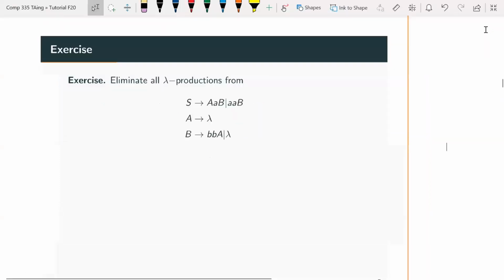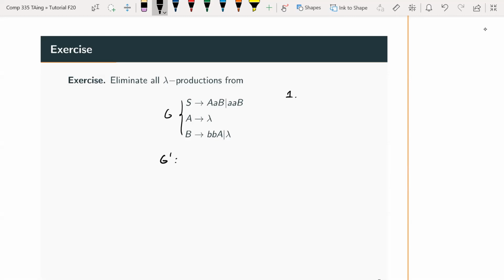All right, so hopefully you had some time to start the question. Let's go over the solution. Again, here we're given a grammar G, and the idea is we want to convert it to an equivalent grammar G prime where you have no lambda productions and nullable variables. So what's the first step? The first step is to identify all the nullable variables and lambda productions. So what are they in this case?